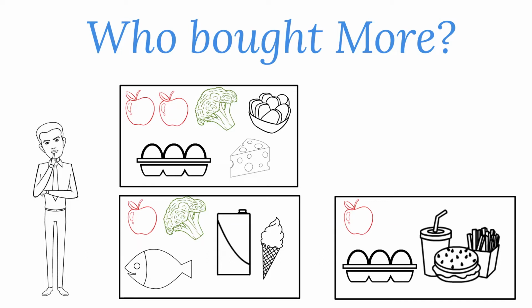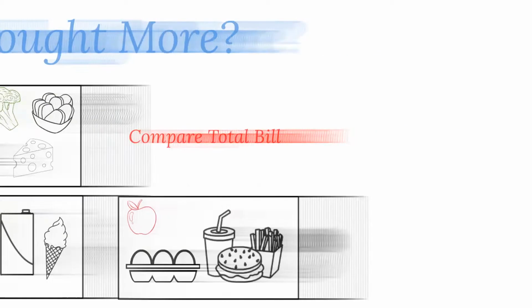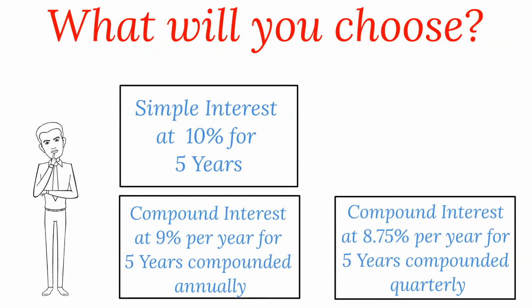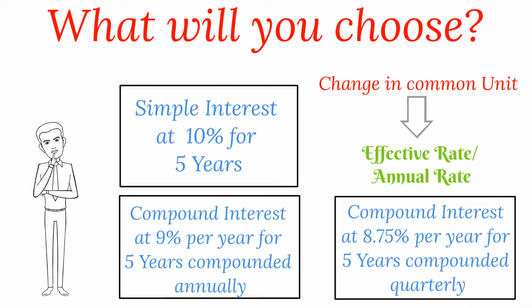No, right? You will be comparing the total bill for each cart because here, bill, which is the amount of money paid, is a common unit and you can compare different carts using this common unit. Similarly, if you apply the same concept in the previous scenario, we have to change the different types of interest into a common unit. This common unit is nothing but effective rate or annual rate. This effective rate or annual rate can be used in real life to compare different investment options or loan options. Hence, it is important that we understand this concept.